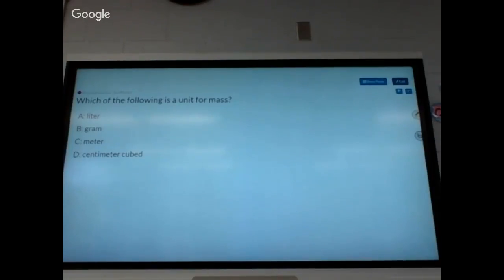All right, so we got 19 right and 1 wrong. Mass is a gram. Okay? All right. Which of the following would be used to measure length?